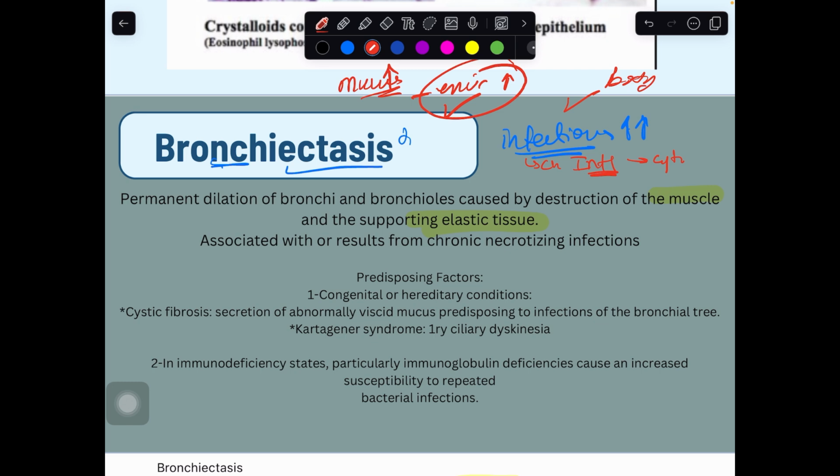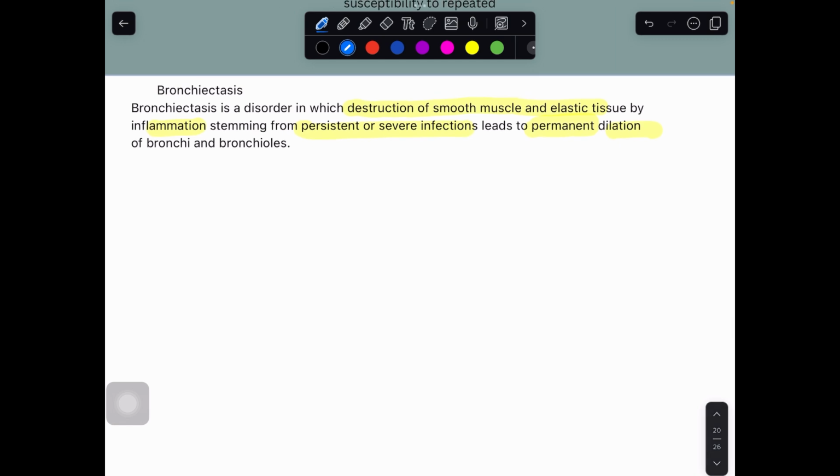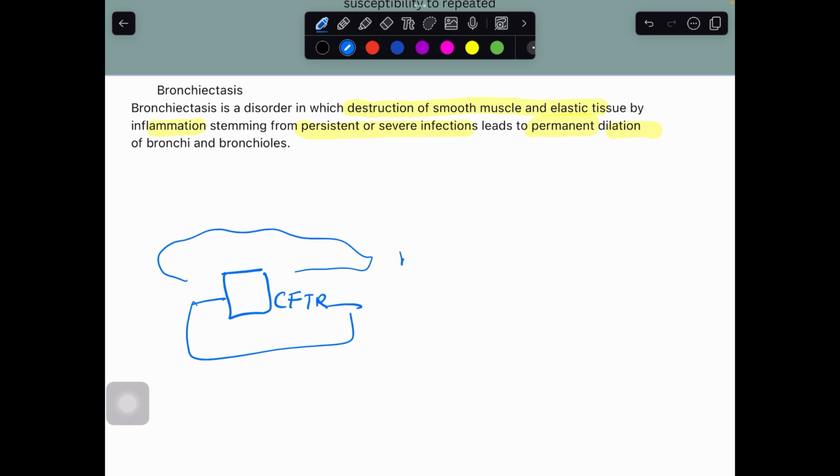Now, predisposing factors: I can have congenital, meaning genetic factors, and it could be the other, which doesn't have to be genetic. For the genetic one, we have cystic fibrosis. What is cystic fibrosis? Cystic fibrosis patients have very thick mucus. Why is my mucus thick in these patients? Normally I have this receptor that is used for secretions. Let's say this is my mucus secretions.